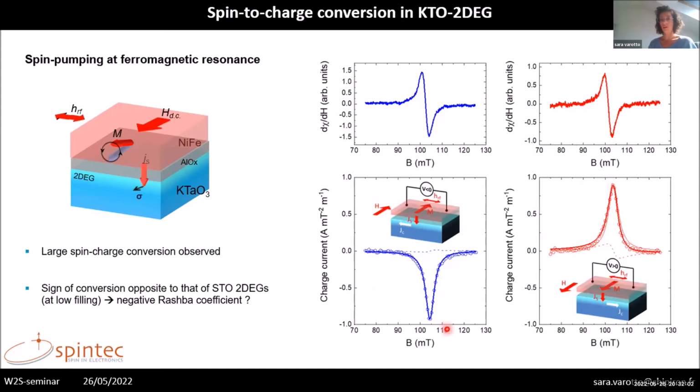If we now look at the value of this peak, we can compare it to the STO, and it's quite large, so it's comparable to the STO with a certain amount of doping, so a certain amount of electric field. Whereas this one is performed in remanence, so we are not applying any electric field. And quite for curiosity, we also observed that the sign is opposite compared to the STO at low filling. So we think that we have a negative Rashba coefficient.